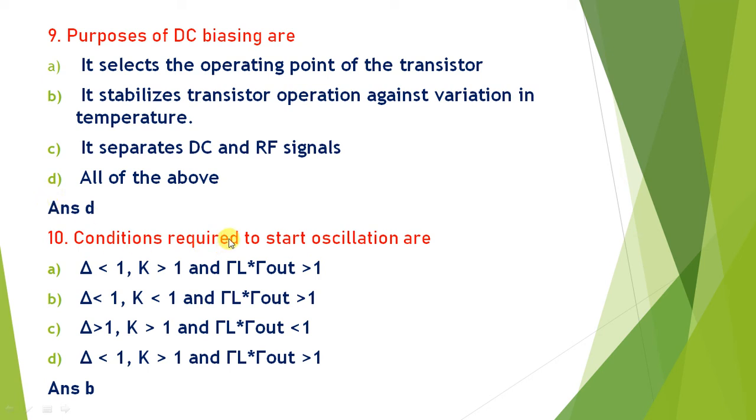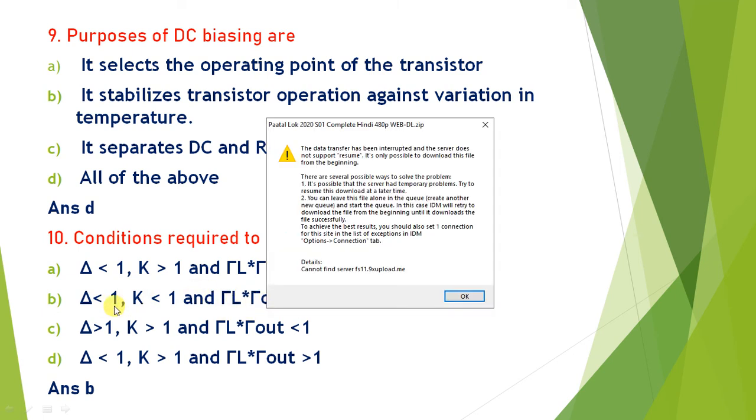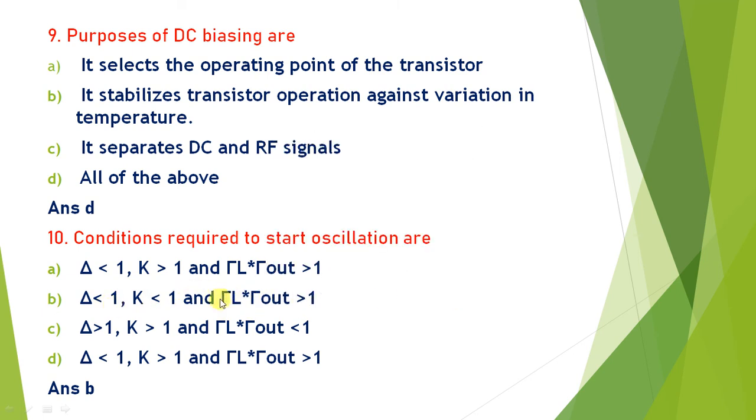What are the conditions required to start the oscillation? Generally we go through the Barkhausen criteria: to start the oscillation, the loop phase must be equal to 180 degrees, and the loop gain must be greater than 1. So the required condition to start the oscillation is delta less than 1, k less than 1, and gamma L multiplied by gamma out must be greater than 1. So these are the reflection coefficients that must be greater than 1. So B is the correct answer.